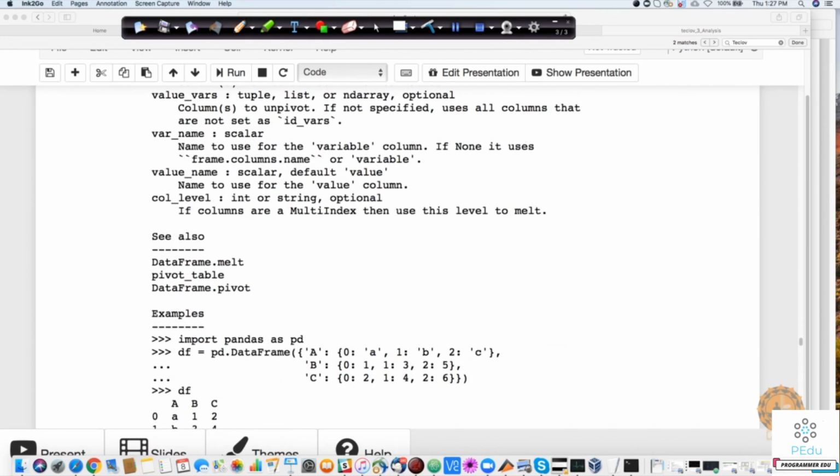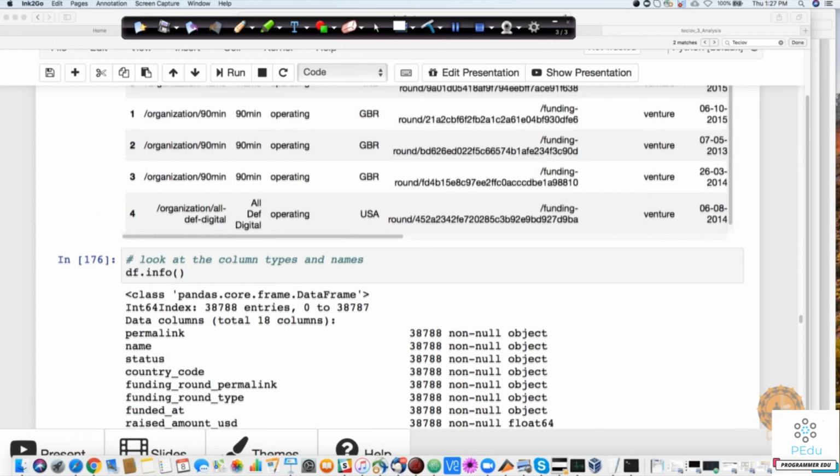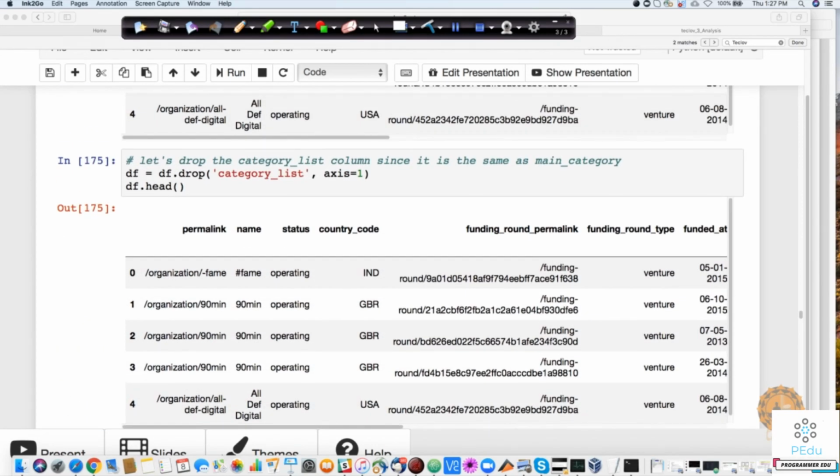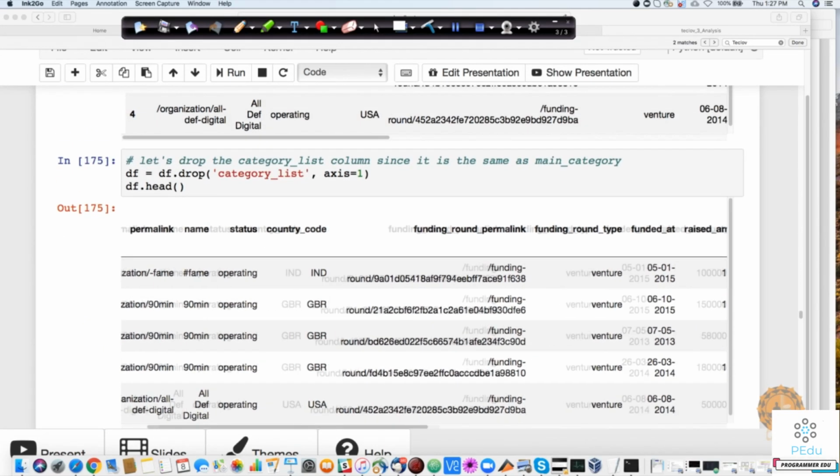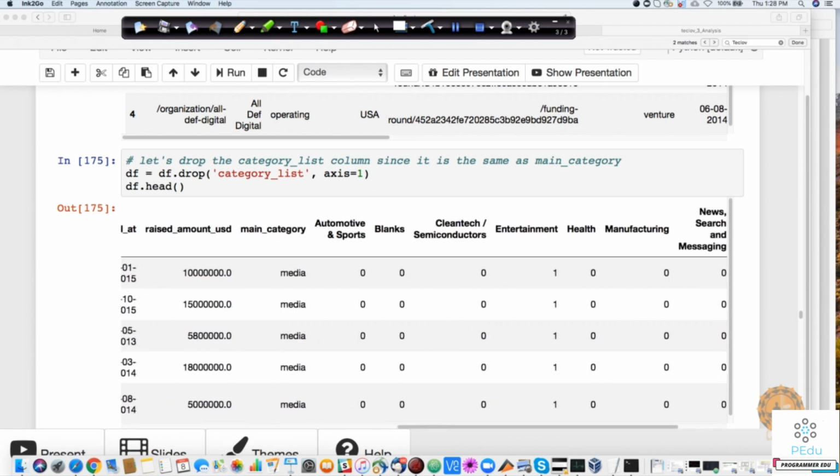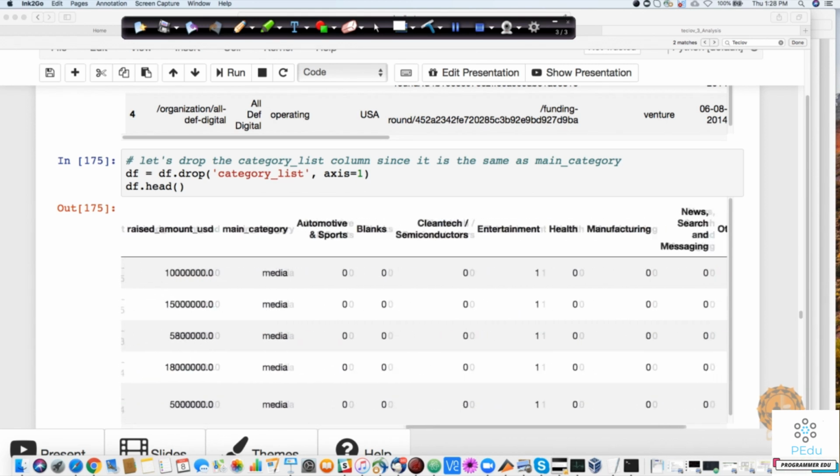So if we go back to DF, let me go back quickly to it. So this is my DF. In this DF, I have so many columns here, because we have merged it with the mapping file.